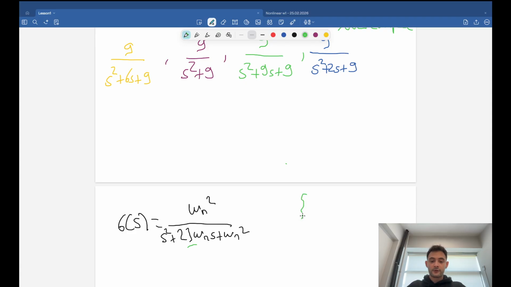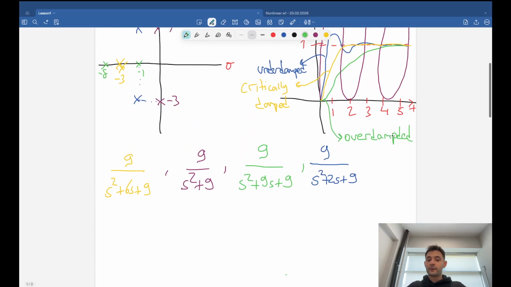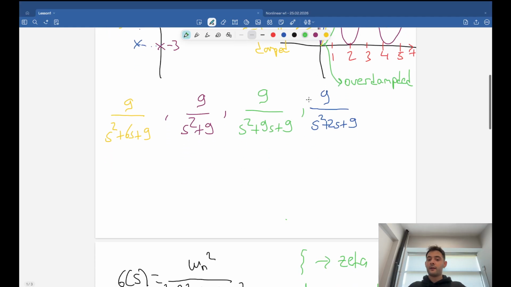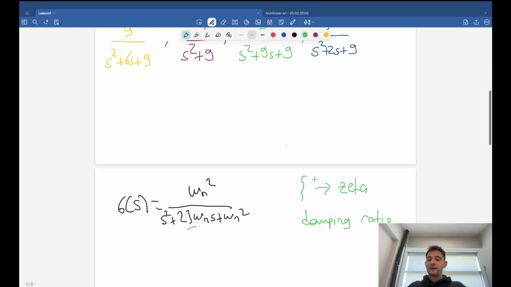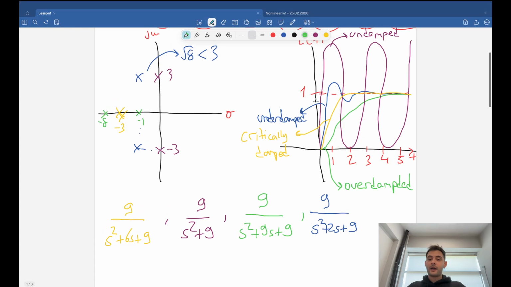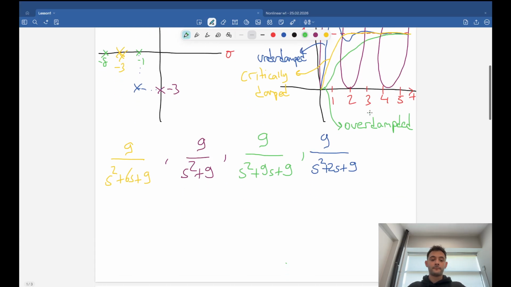I mean, it's so hard to draw, but it's something like this. This is zeta. Also, you can call it the damping ratio. You see guys, there's a similarity between the words damping ratio and overdamped, critically damped, underdamped, and undamped. So yeah, we can say with respect to zeta, the damping ratio, our step response graphs change, right? Okay. So let's start with the yellow one, okay?